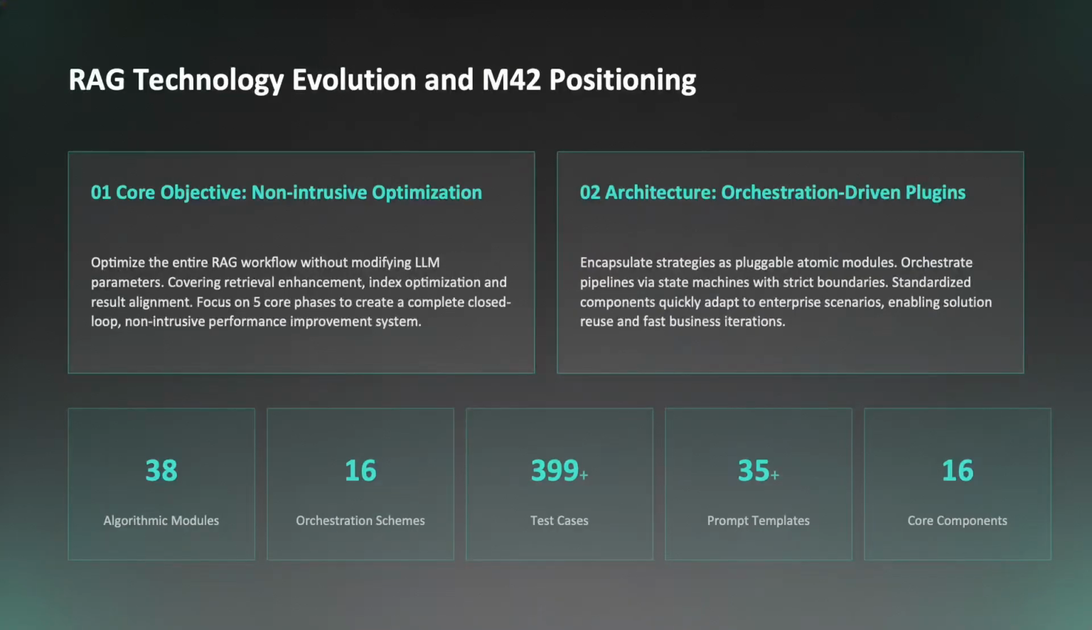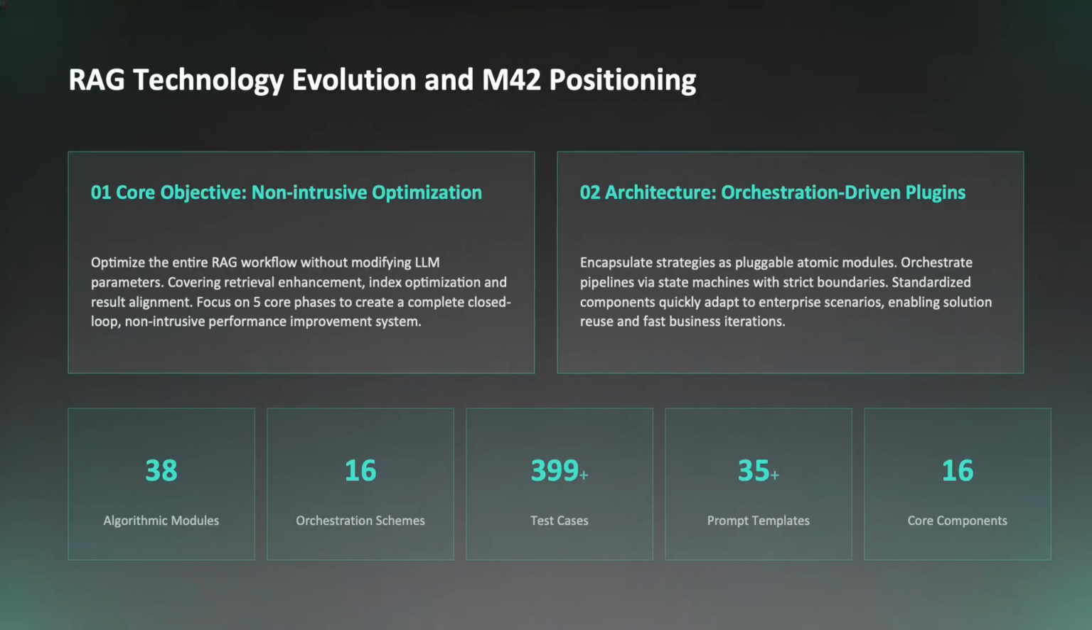Slide 2. RAG technology evolution and M42 core positioning. Next, let's talk about M42's core positioning and two top-level design principles. Our first core objective is non-intrusive end-to-end optimization. Unlike many RAG solutions that require fine-tuning LLM weights, M42 relies purely on engineering optimization to boost full link performance.